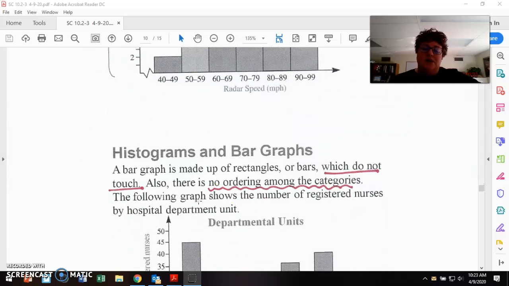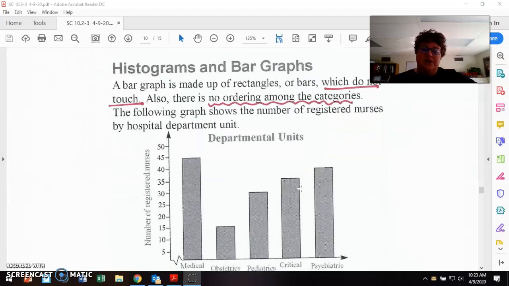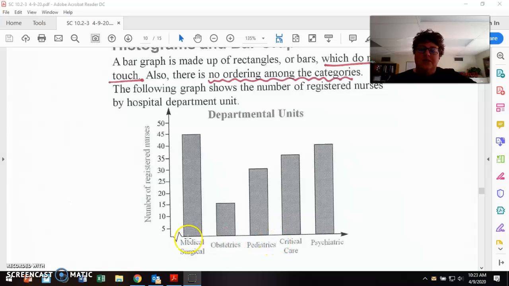If they're categorical, and most of the time it's categorical if you're using a bar graph, there's no order to these down here. Okay, so make sure that you understand the difference between a histogram and a bar graph, because those are two that people struggle with.